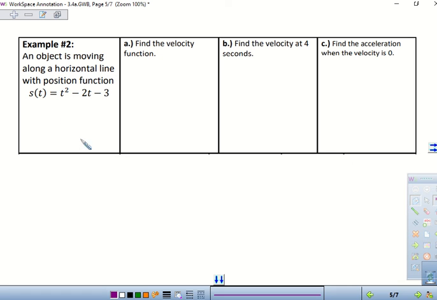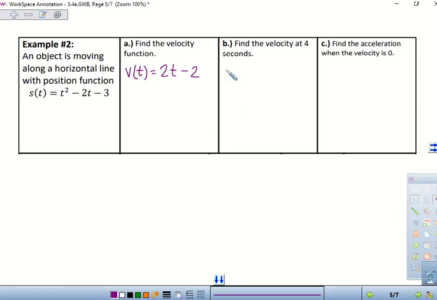All right, so an object is moving along a horizontal line with the position function. In this case, this is horizontal distance. So when we talk about negative, that means we're going to the left. Find the velocity of the function. If they don't specify average velocity, to find the velocity, you take the derivative of the position function. So what would be the derivative of this position function? 2t minus 2. Good.